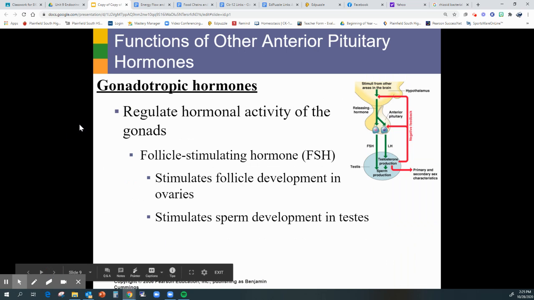Gonadotropic hormones, there are two of them, and they're designed to regulate activities of the gonads, either testes or ovaries. The first of those is the follicle stimulating hormone, or FSH. This one is going to stimulate in women the development of ovaries, so it's going to cause the ovaries to start to develop within the body. And it will also cause the stimulation of sperm development in the testes. Okay, so that's what it's doing here. It's causing the development of those two structures.